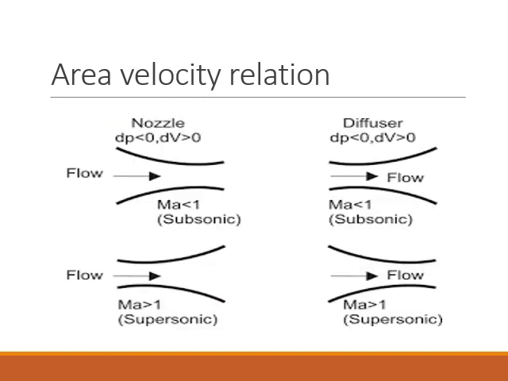The two conditions thus are: for subsonic flow, a convergent passage becomes a nozzle and a divergent passage becomes a diffuser. For supersonic flow, a convergent passage is a diffuser and a divergent passage is a nozzle. All these conditions are shown in the diagram, which is self-explanatory.